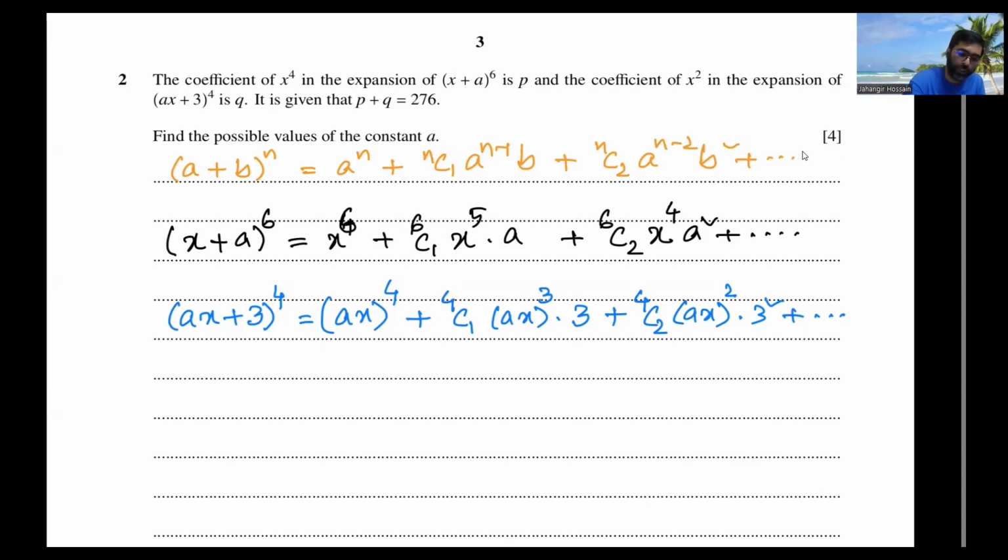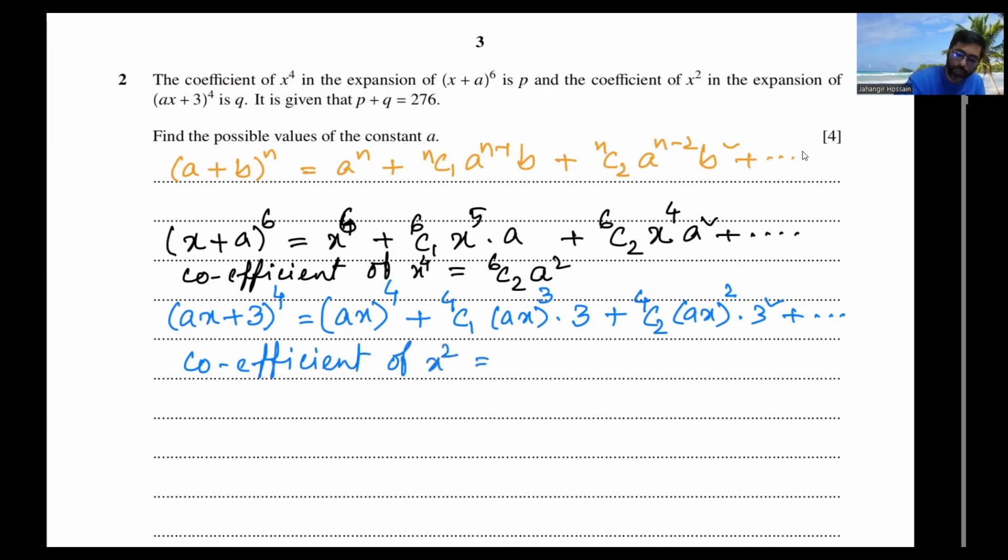And the coefficient of x to the power 4 in the first expansion is 6C2 a square. And in the second expansion, we need the coefficient of x square, which will be 4C2 a square into b square, that's 9.